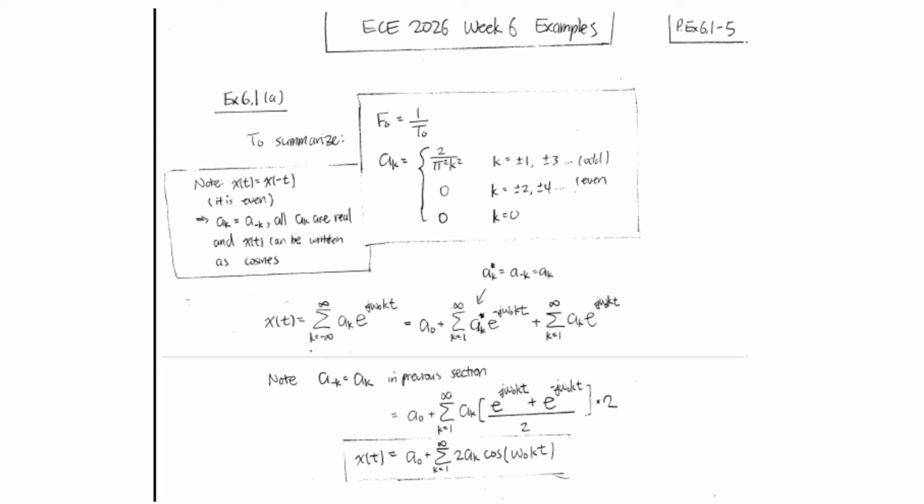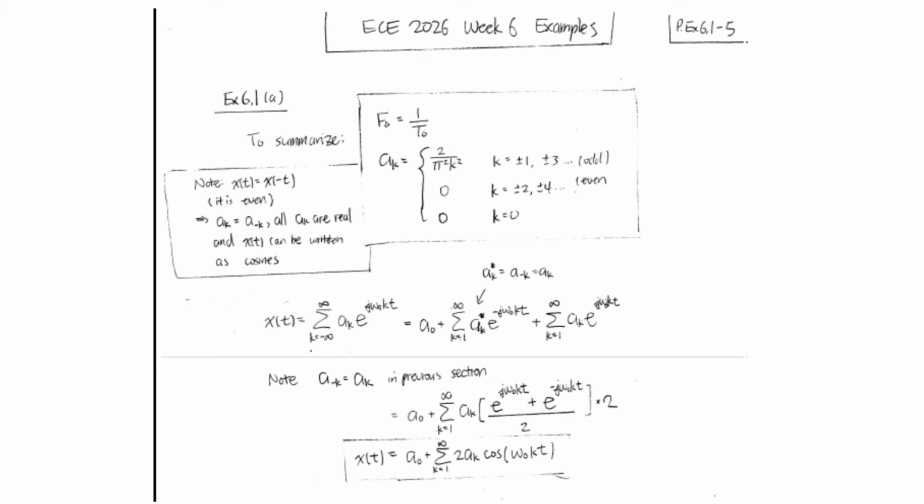But x in this case, if you look at the picture, it's even, meaning it's symmetric about t equals 0. Another way to say that is that x of t is equal to x of minus t. And what that means is that a_k is equal to a_minus k. And remember, a_minus k is equal to a_k conjugate. So the only way for that to happen is if a_k is all real, as you see here.